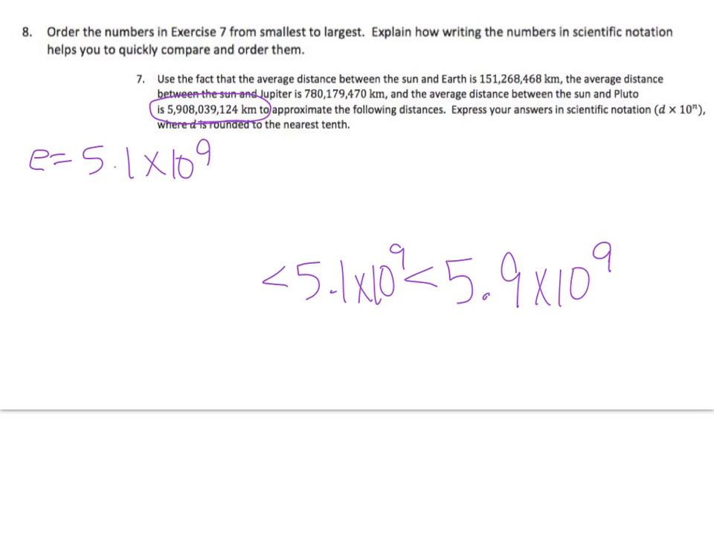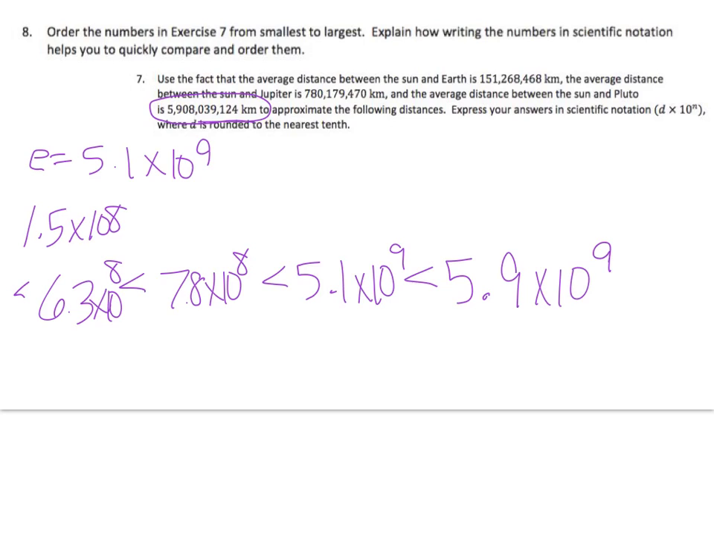I have 7.8 times 10 to the 8th, which was the distance from the Sun to Jupiter. And then 6.3 times 10 to the 8th, which was how much farther Jupiter is from the Sun than Earth is from the Sun. And then the smallest one we have is the 1.5 times 10 to the 8th, which is the distance from the Sun to the Earth.